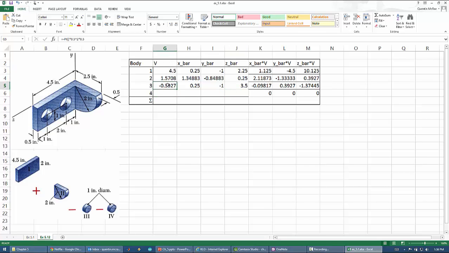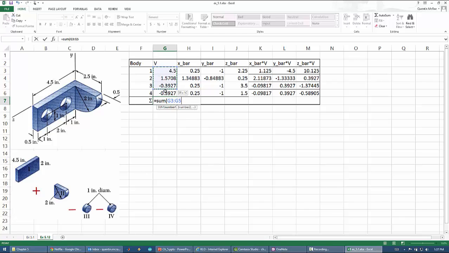Now this last one, I'm going to just copy this straight down into here because it's the same volume. The x bar is going to be the same, right? The y bar of this one is going to be the same again. But the z bar, now we want to go from this axis to this point right here. So it's 4.5 to here, minus 1, minus 2. So 4.5 minus 3, which is 1.5. And there we go.